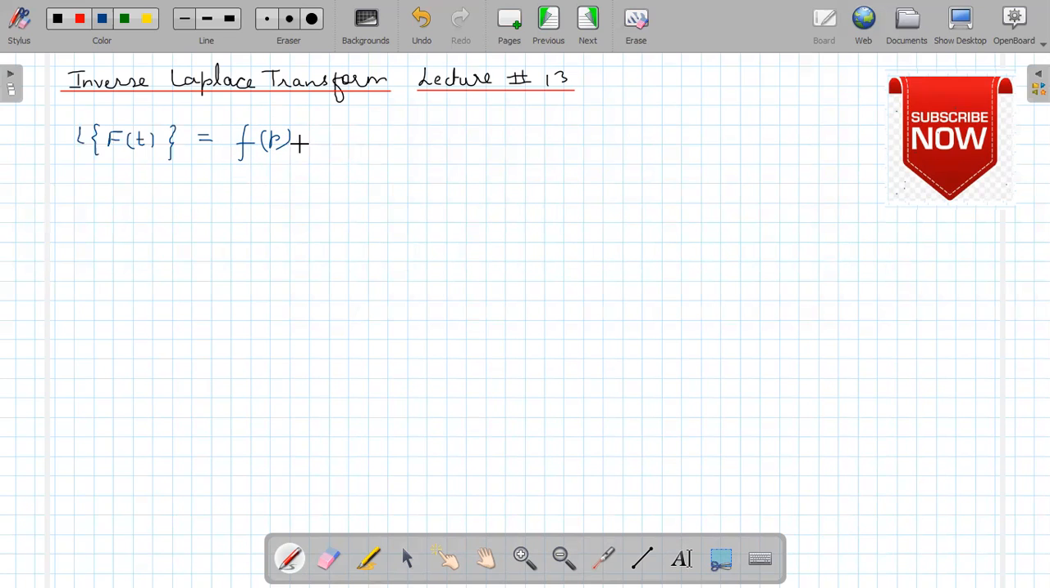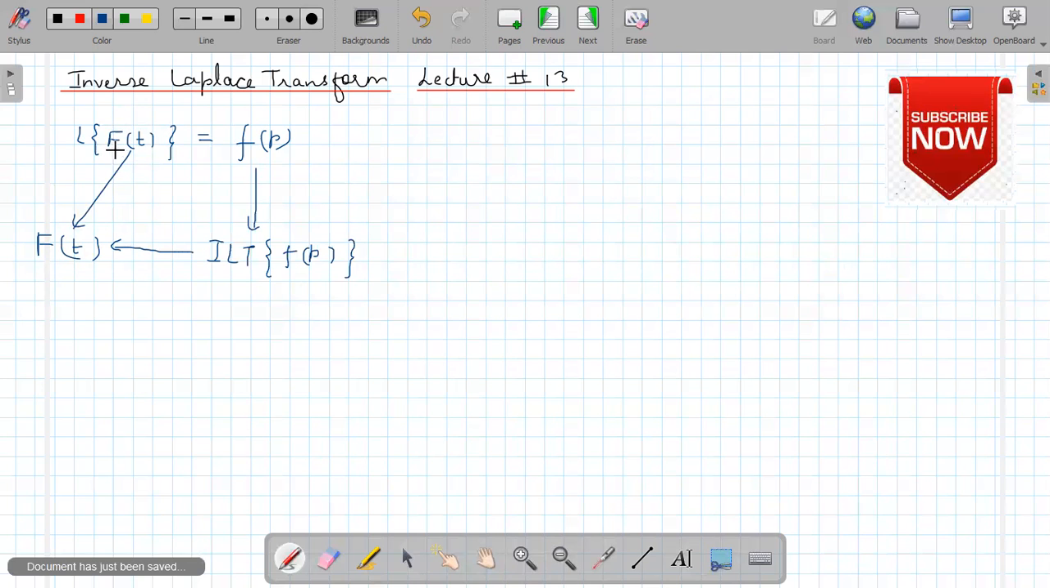That means we take the inverse Laplace transform, ILT of F(p). If we take the inverse Laplace transform of this function, then what is the answer? The answer is f(t). That means you get this function. This is the original function. You get back this original function by taking the inverse Laplace transform of F(p).